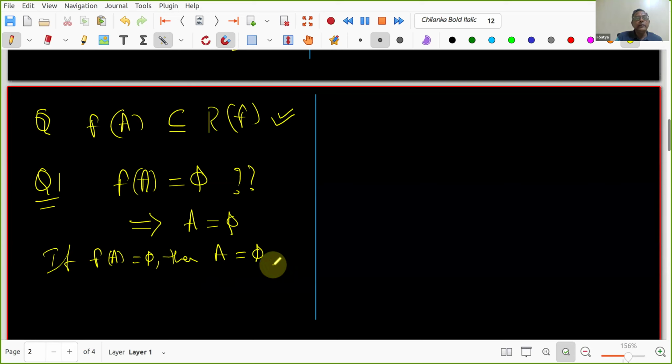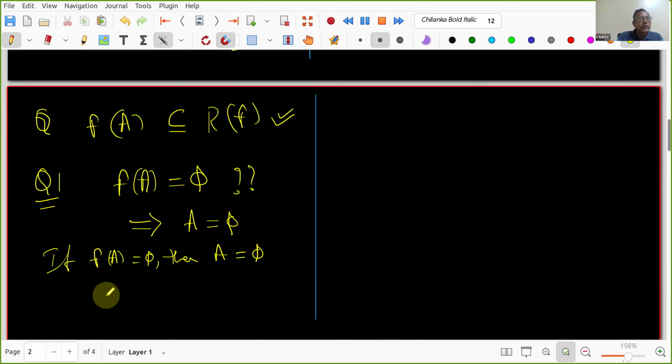What is that we need to show? Sir, A is the empty set. Sir, we can prove the contrapositive, right? Contrapositive is wonderful. If A is not empty, then by what definition of function? Yeah, if A is non-empty, that means it has some elements.